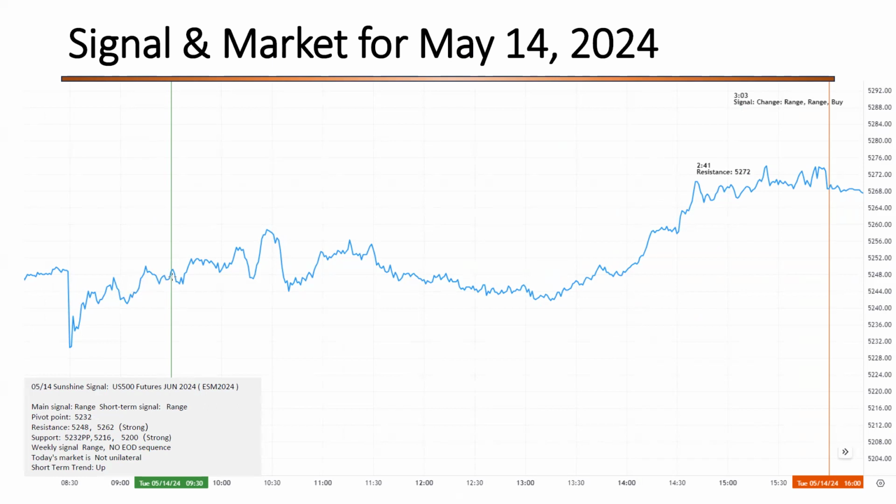The market opened around the 52.48 resistance, and it chopped between 52.40 and 52.60 for most of the day, back and forth. So it chopped between these two resistances. There were a couple of trades you could have taken, on both the short and the long side.